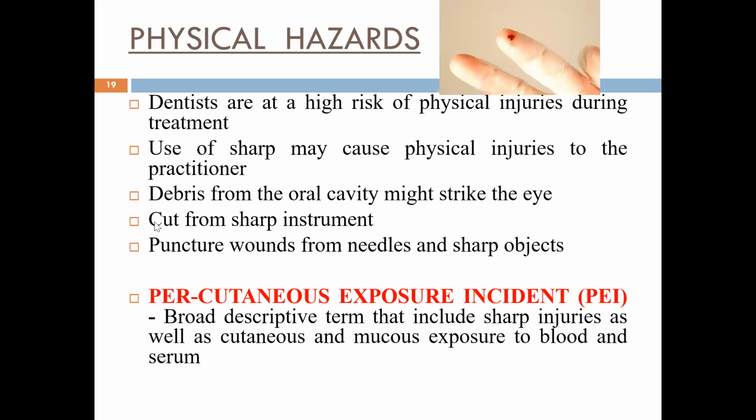Coming to physical hazards, dentists are at a high risk of physical injuries during treatment. Use of sharps may cause physical injuries to the practitioners. Debris from the oral cavity might strike the eye. Cuts from the sharp instruments, puncture wounds from the needles and sharp objects. Percutaneous exposure incident, that is PEI, is a broad descriptive term that includes sharp injuries as well as cutaneous and mucous exposure to blood and serum.